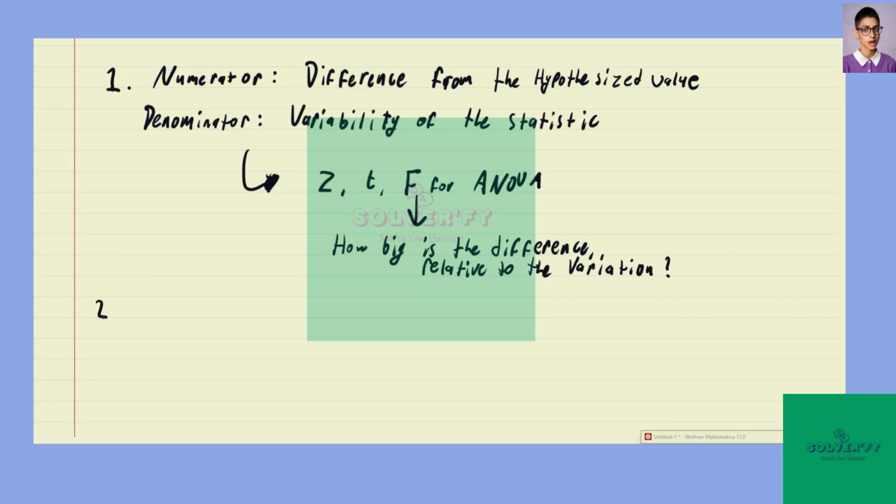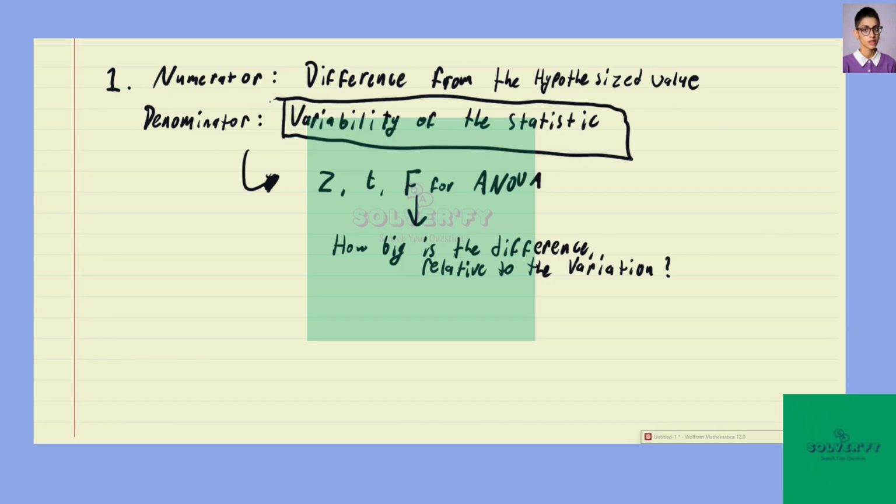Then for question 2, one thing that I'll note here is that the variability of the statistic is the one that is going to be affected the most by experimental design. If there's a difference from the hypothesized value, that should be something that is reflective of some underlying fact. It's a difference from the expected mean value of the population. But for the variability of the statistic, that is something that we oftentimes can control very directly by controlling our sample sizes.